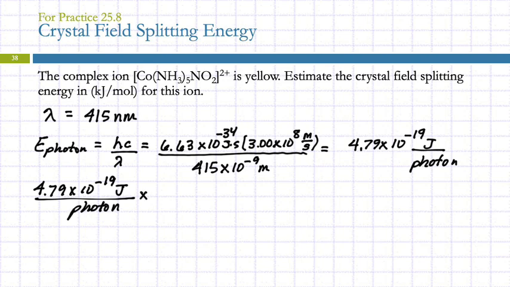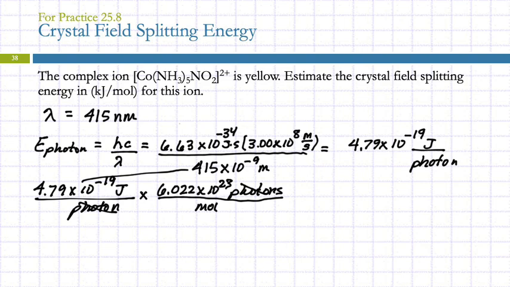And I'm going to say there's 6.022 times 10 to the 23rd photons per mole. So the photons got fixed. And then I need to convert to kilojoules. I want kilojoules, and I get rid of joules. Kilo means 10 to the 3. So 1 kilojoule is 1 times 10 to the 3 joules.